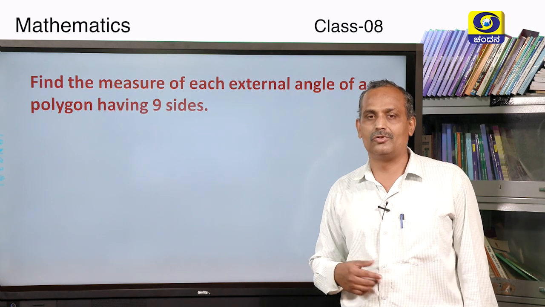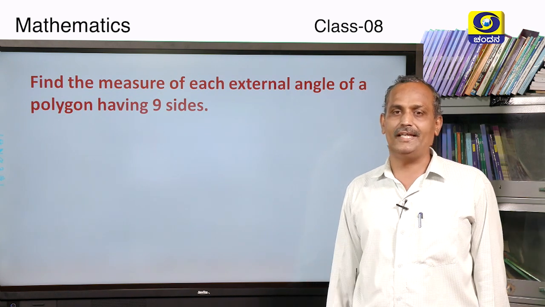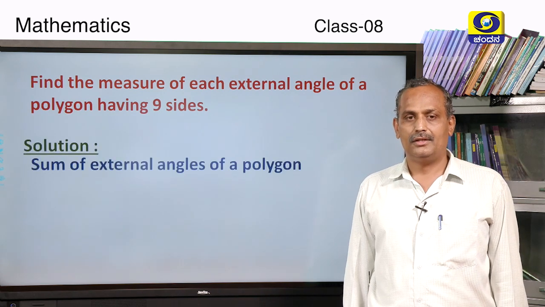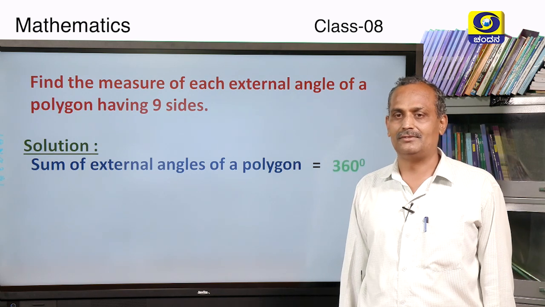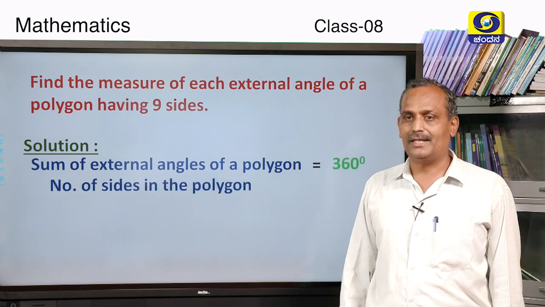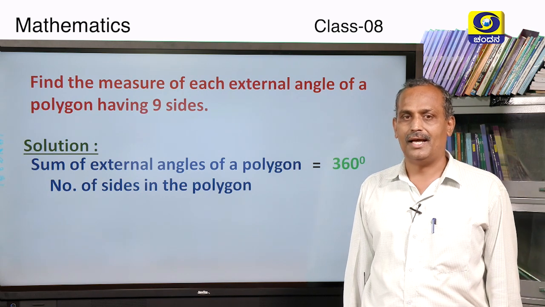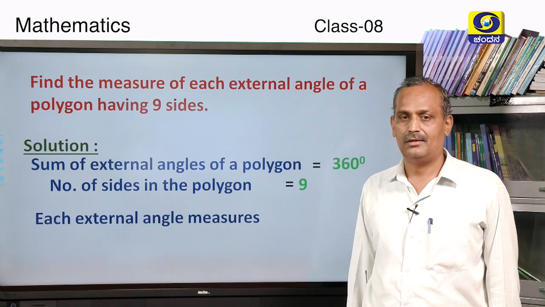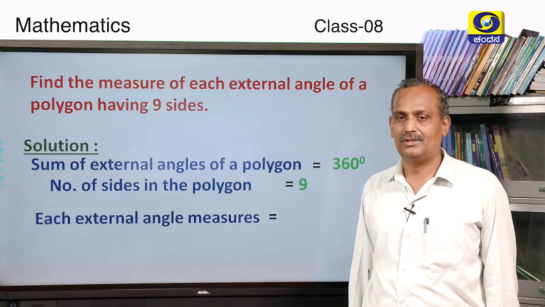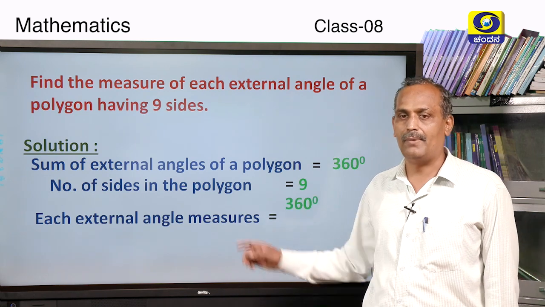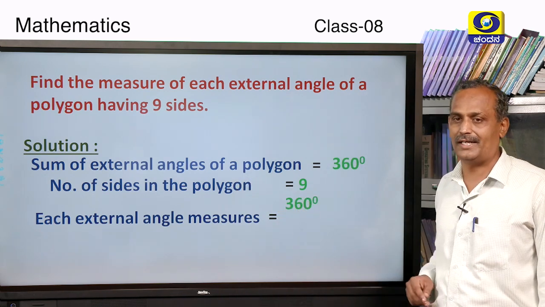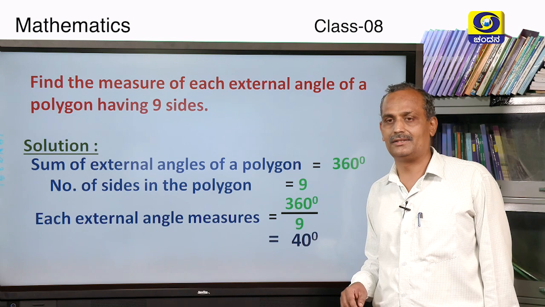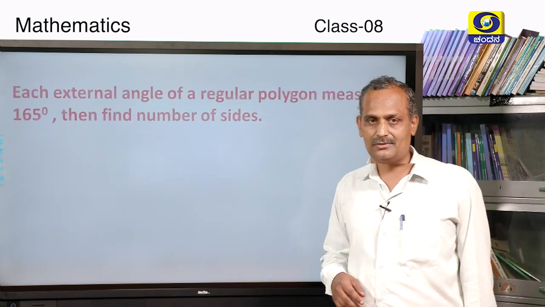So, let us go to a problem here. Find the measure of each external angle of a polygon having 9 sides. The sum of external angles of a polygon is 360 degrees. We know the number of sides of the polygon is 9, they have given it already. Each external angle measures 360 degrees divided by the number of sides, by 9. So, what is 360 by 9? It is 40 degrees. So, let us move further.